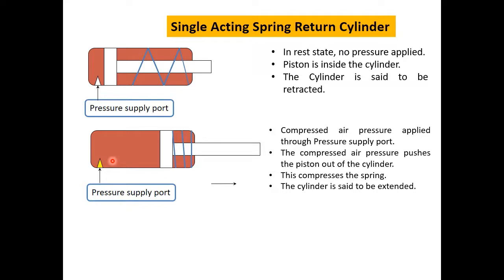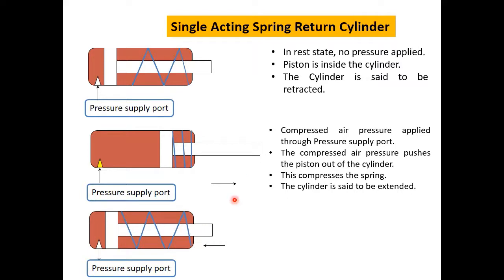When compressed air pressure is applied through the pressure supply port, the compressed air pushes the piston out of the cylinder. This compresses the spring on the right side of the piston. The cylinder is said to be extended.